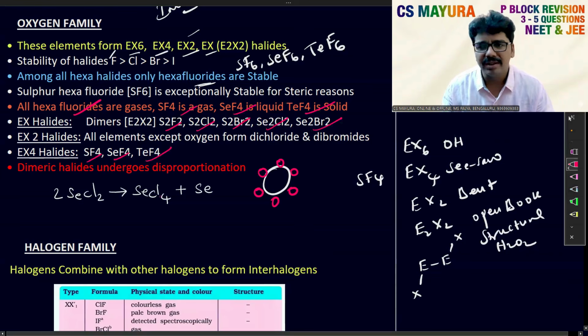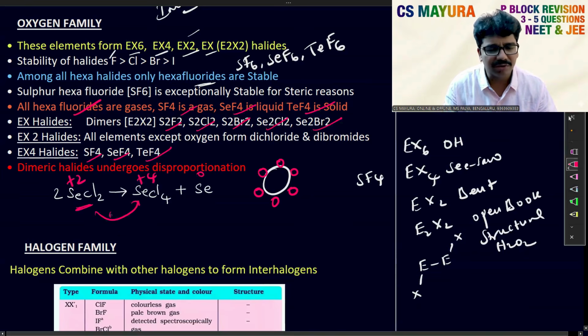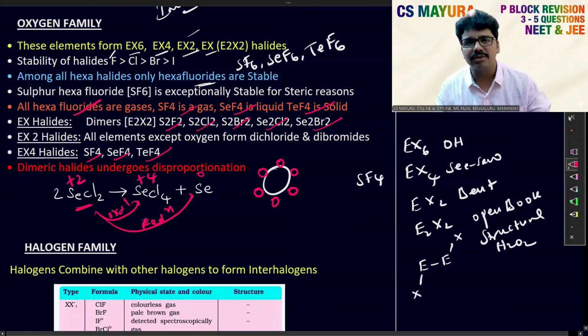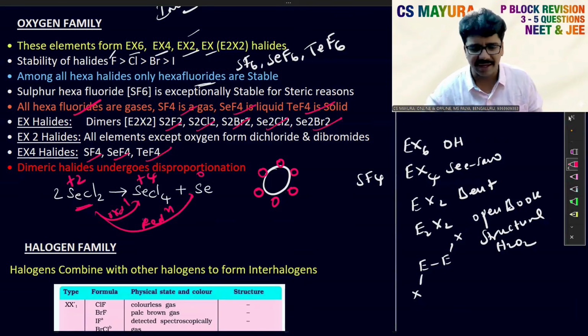Here one important point is that EX2 type halides, such as SeCl2, undergo disproportionation, giving SeCl4 and selenium. Here the selenium oxidation state is +2, in SeCl4 it is +4, and in selenium it is 0. So +2 to +4 is oxidation and +2 to 0 is reduction. The same element undergoes both oxidation and reduction, hence it is a disproportionation reaction.